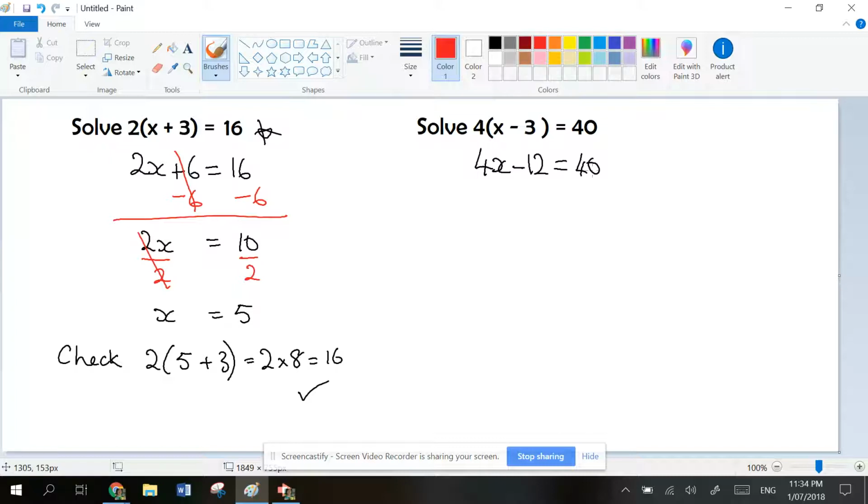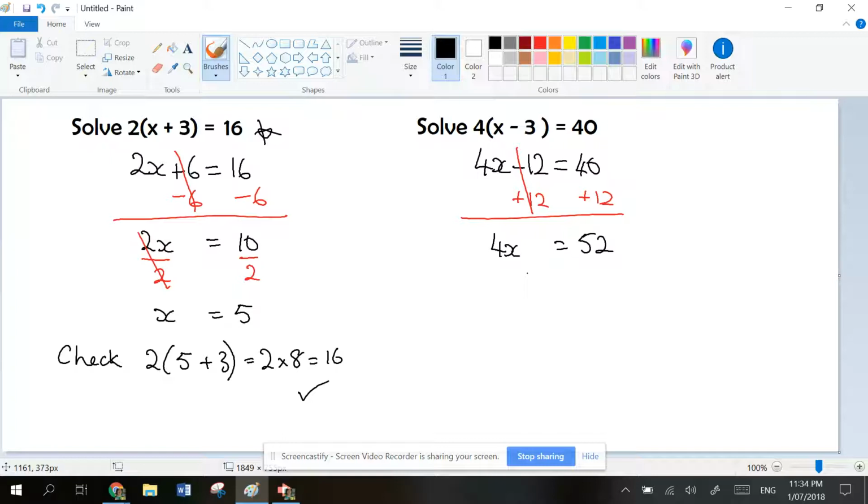Right, this is the same two-step equation that we've been doing earlier. So the opposite of minusing 12 is plusing 12, so plus 12 to both sides of the equation. These minus 12 plus 12 will cancel out. On the left-hand side, you're left with just 4x. On the right-hand side, you have 40 plus 12, which gives you 52.